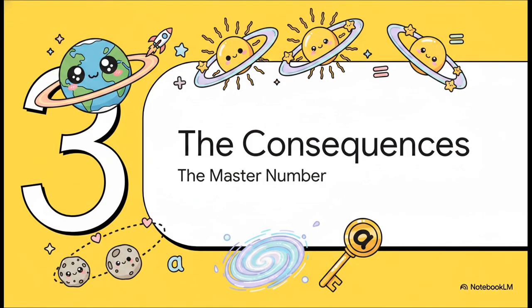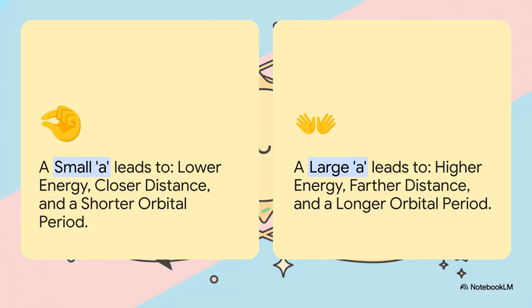Okay, so if A represents energy and this average distance, what are the actual real-world consequences? Why do people call this the master number for any orbit? Well, it all connects together perfectly. A small semi-major axis means you've got lower orbital energy, a closer average distance, and, importantly, a shorter orbital period. On the flip side, a large A means higher energy, a farther average distance, and a much longer time to complete one orbit. It's a direct trade-off.